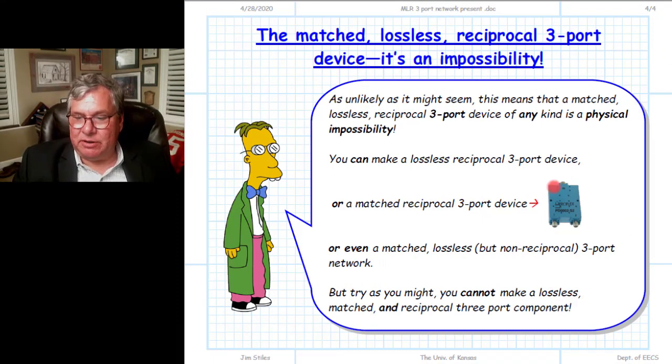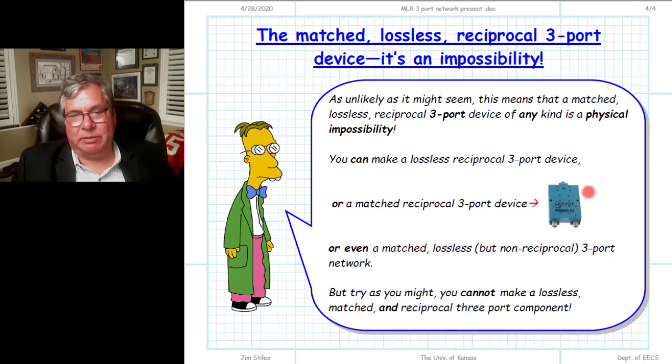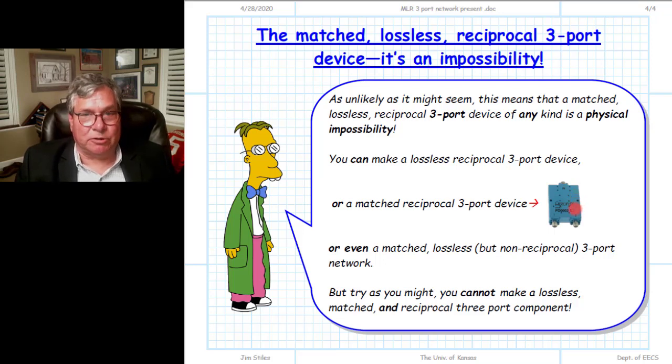So it turns out we could build a 3-port microwave component that is matched and reciprocal. We can build a 3-port microwave component that's matched and lossless. We can build a 3-port microwave component that is lossless and reciprocal, but we cannot build a 3-port microwave component that is all three things simultaneously: matched, lossless, and reciprocal. Because if we could build one, it would have a scattering matrix, and that scattering matrix would be symmetric, unitary, with zero value diagonal elements, and no such 3 by 3 matrix exists mathematically.